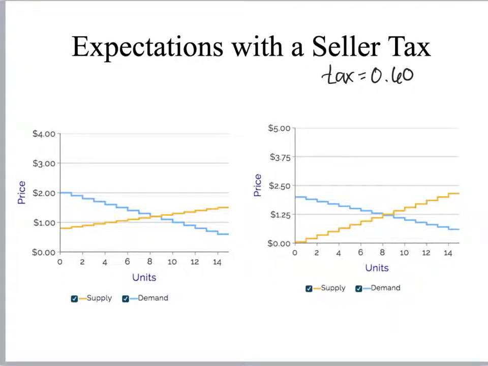The next thing we want to consider is a tax of 60 cents. So when a tax of 60 cents is imposed in these markets, then we're going to expect that the price that buyers pay will increase from the equilibrium of $1.20, and the price that sellers receive will decrease from that equilibrium price of $1.20. And this should also decrease that quantity bought and sold with the tax.